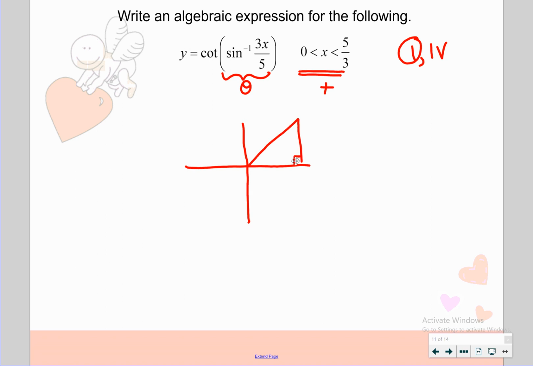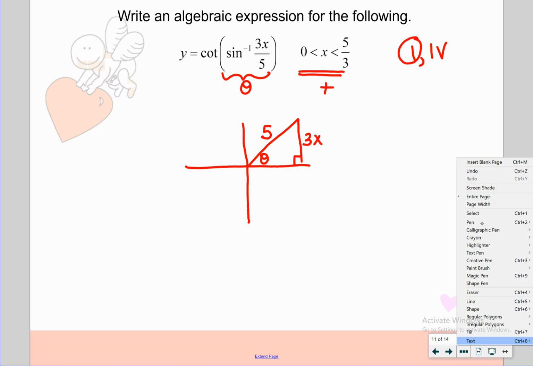So there's my right triangle. Remember, your right angle is always on the x-axis. Your theta is always next to the origin. Sine is what two sides of our triangle? Opposite over hypotenuse. So opposite is 3x. Hypotenuse is 5. And now we use the Pythagorean theorem to find the missing side.